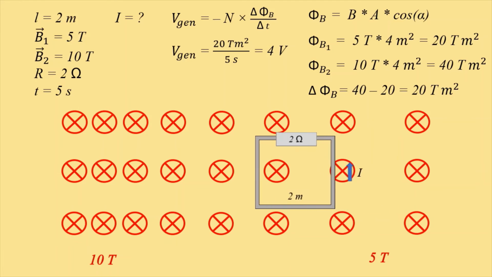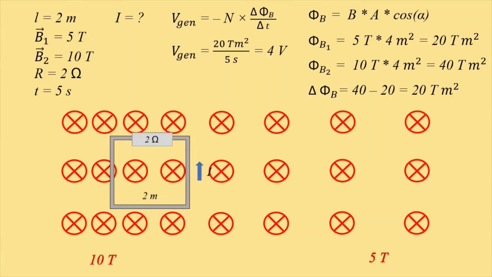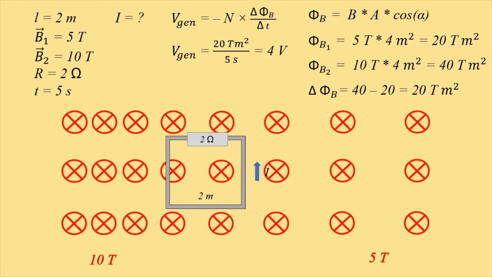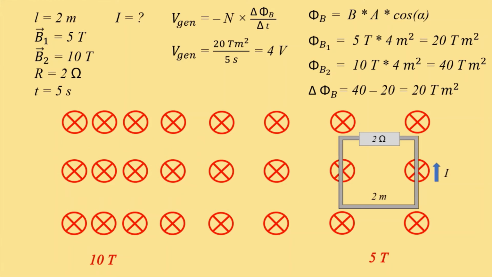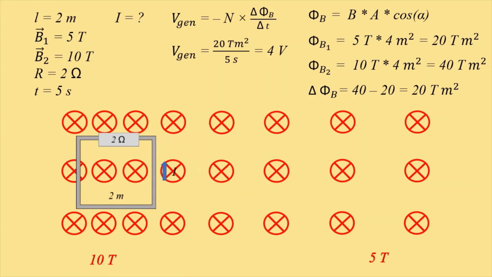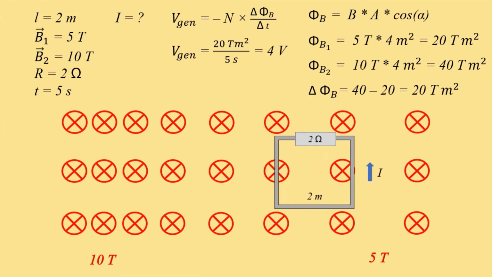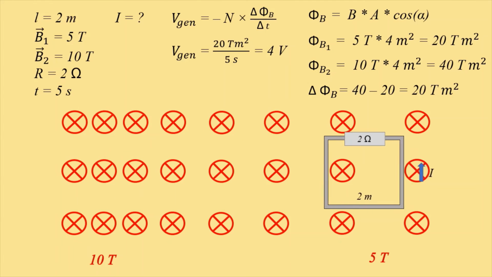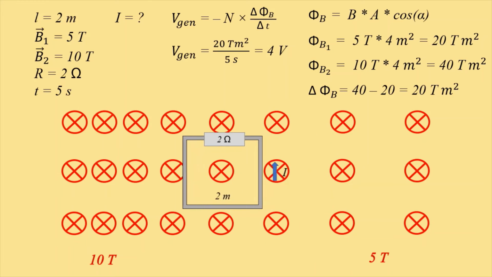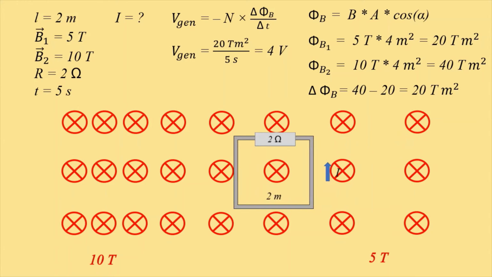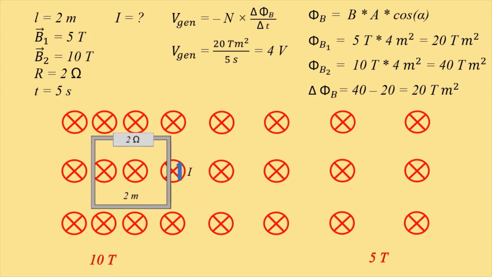I forgot to mention at the start, the loop is moving for 5 seconds. So while it's moving, that's the delta t, right? I hope you understand. It's moving 5 seconds to the left. So we just put in the seconds there, and while the loop is moving, we have a voltage there of 4 volts.